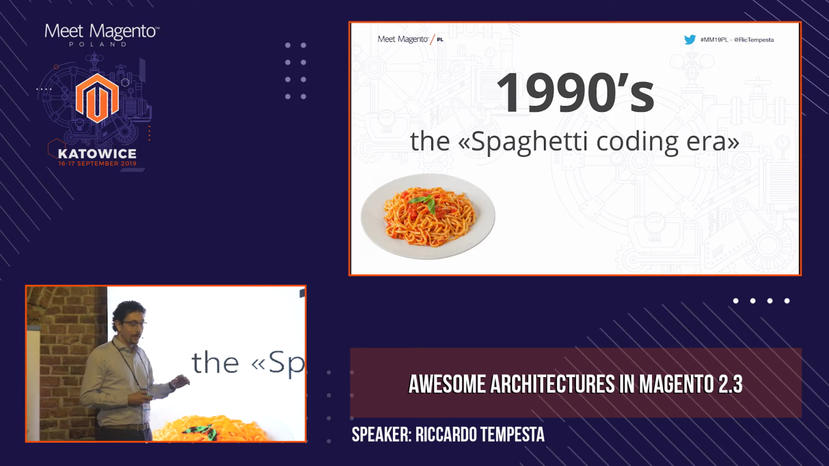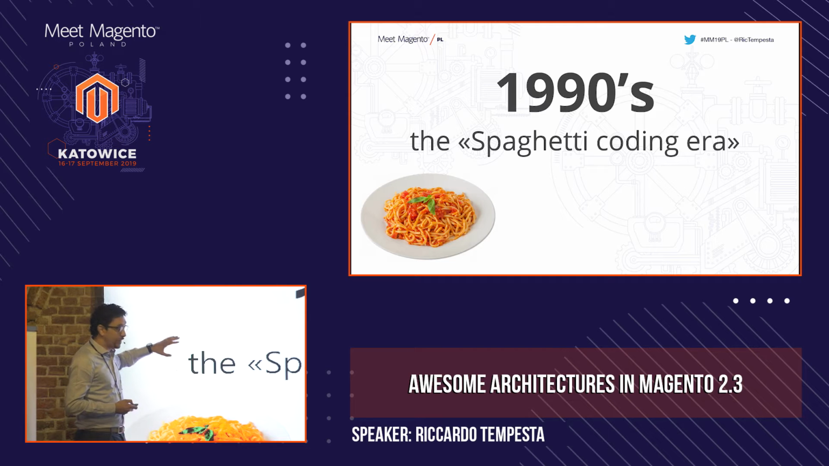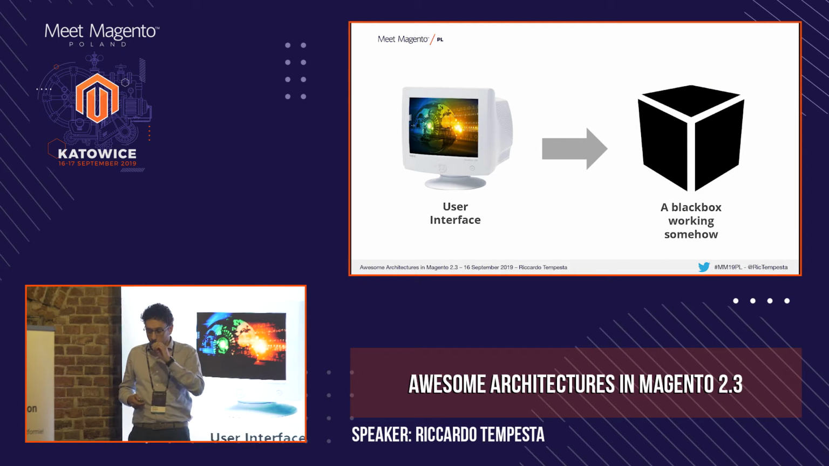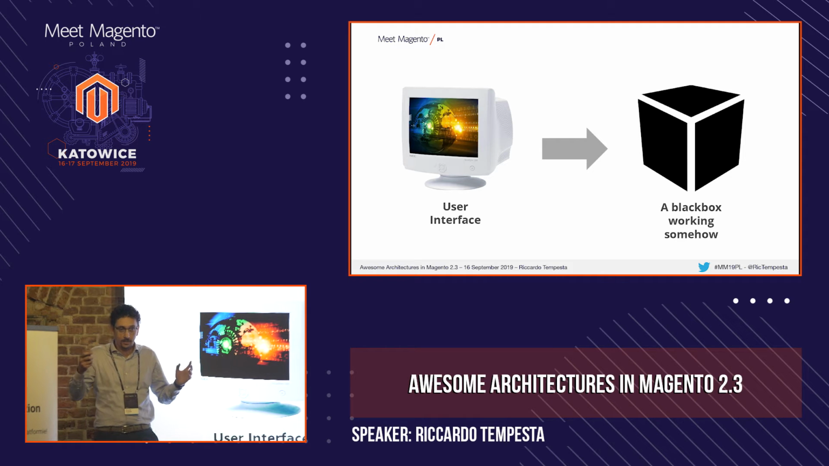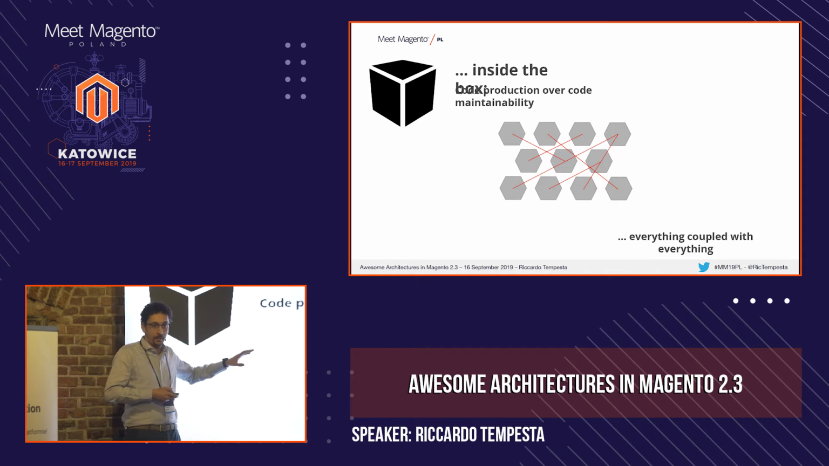I promised you I would start explaining what it means exactly. So 90s, spaghetti coding era. Why spaghetti? Because at that time, the software was something magic. No one knew exactly how an application was working. And the all important thing was the user interface. Then the user interface was connected to a black box working somehow. But when you open the black box, you got chaos. Everything was connected with everything.